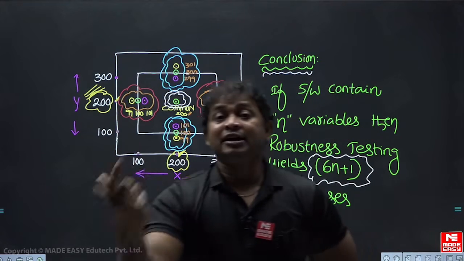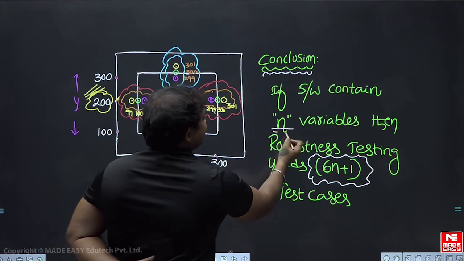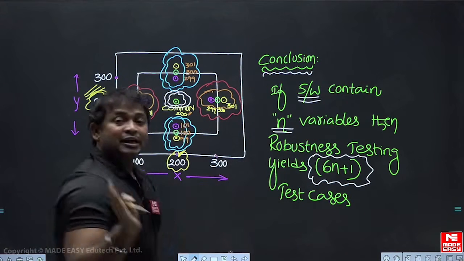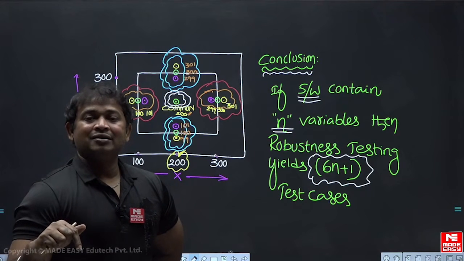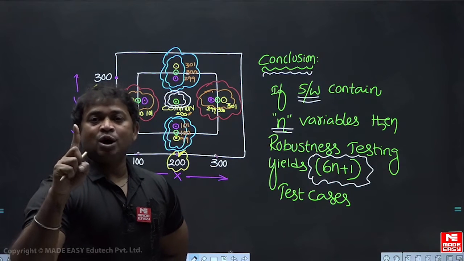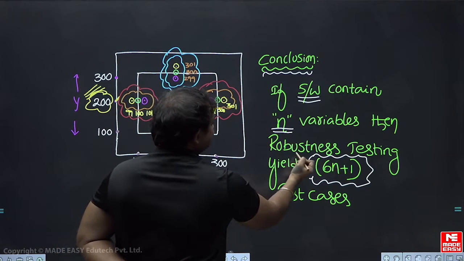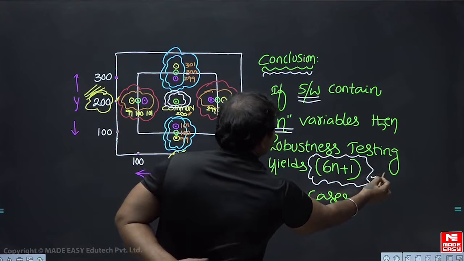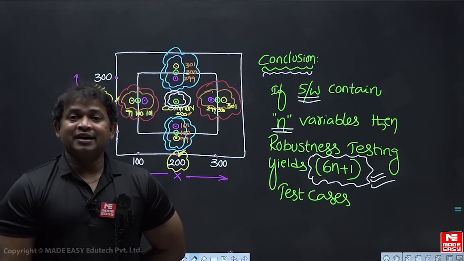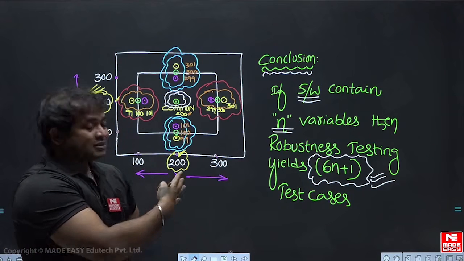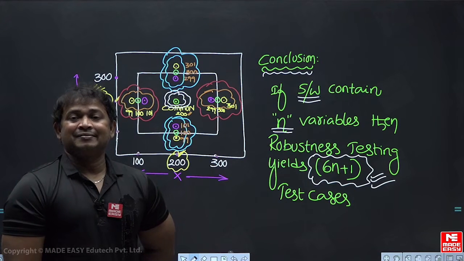Suppose the software contains n variables. Then each variable requires 6 individual test cases. Later, all the variables require one common test case. Therefore, if the software contains n variables, then robustness testing yields 6n plus 1 test cases. Clear? If the software contains n variables, then robustness testing yields 6n plus 1 test cases. Okay, students?